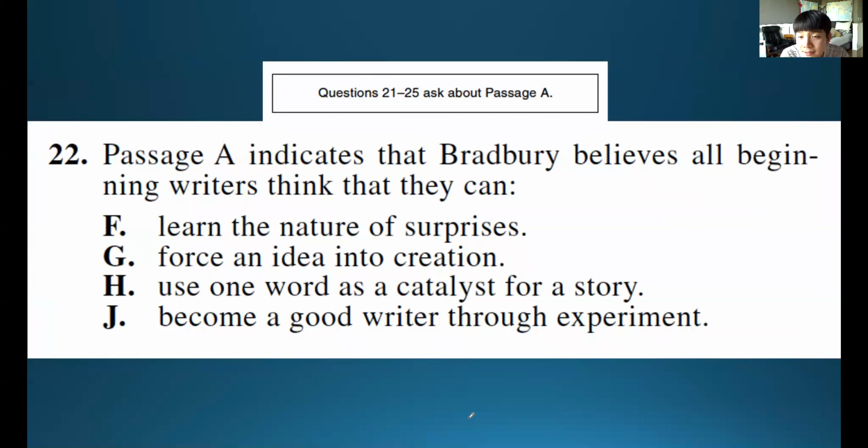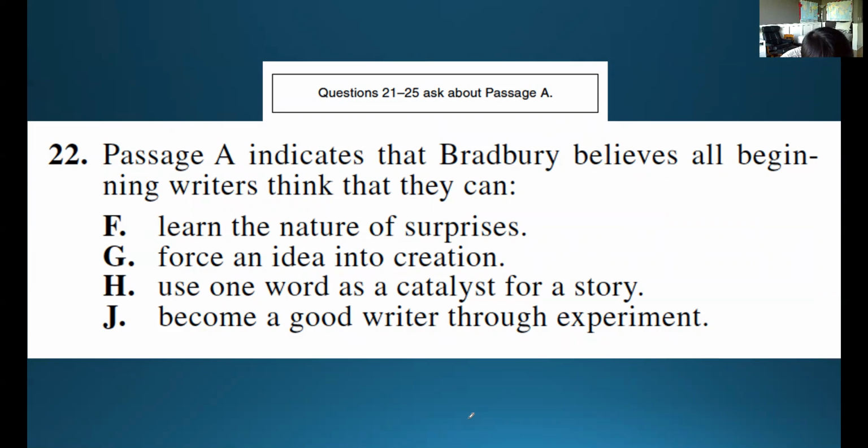Questions 21 to 25 ask about Passage A. Passage A indicates that Bradbury believes all beginning writers think that they can. Indicates. This is another one that he doesn't explicitly state, but he kind of infers. He kind of thinks, well, if you're a writer, then you think this. At least a beginner writer. So what does it say?